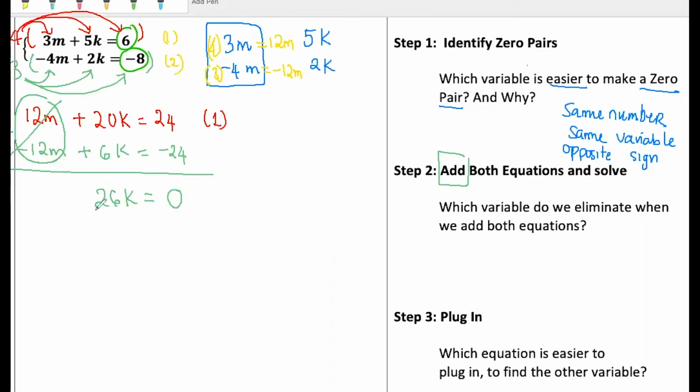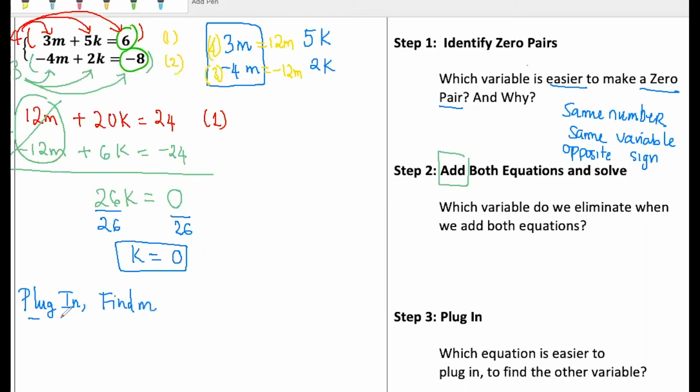Been saying that, right? So I'm going to divide by 26 on both sides. Bam. And this is going to give me k equals 0 divided by 26. How much is it going to give us? It's going to give us 0. Without even worrying about it, we got it, lovely. So last step, we plug it in. Now that we already found k, I'm going to have to find m. So plug it in to find m.